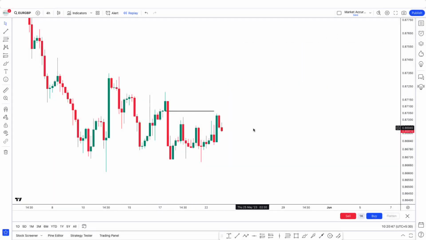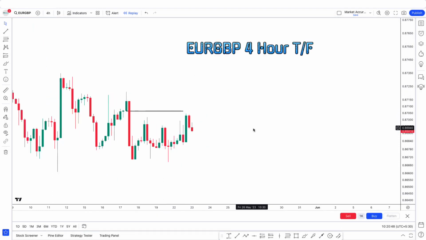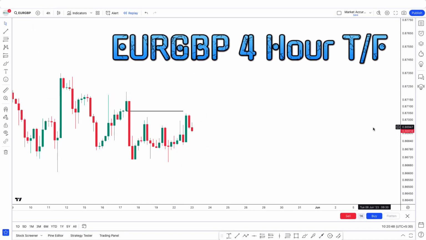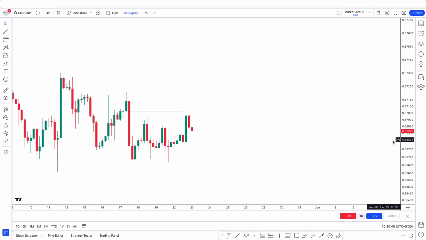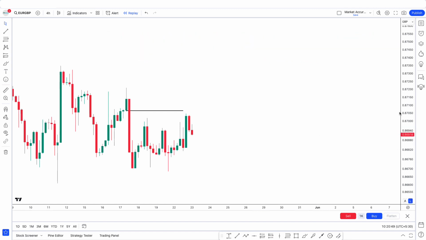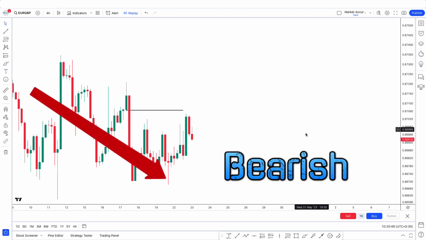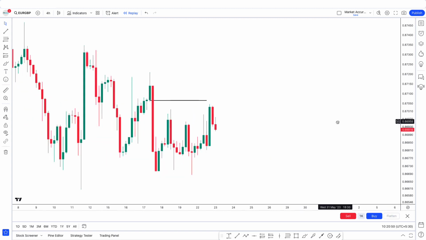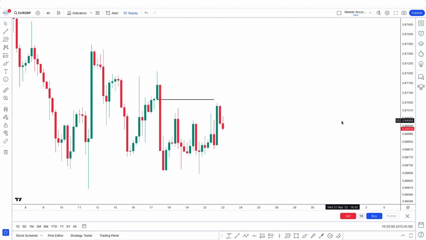Alright guys. Here is the example. I'm looking at EUR/GBP on the 4 hour time frame, of course. First of all, we are going to look at the order flow. On the very first look, I can tell that the order flow is bearish. We are going down on the higher time frame, that is 4 hour. We are only going to trade in that direction. That gives us high probability that the trade is going to play out.